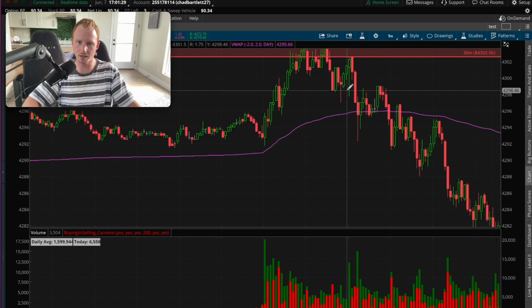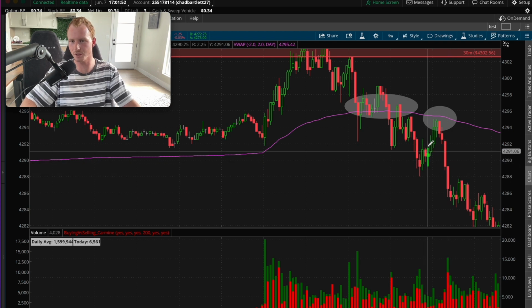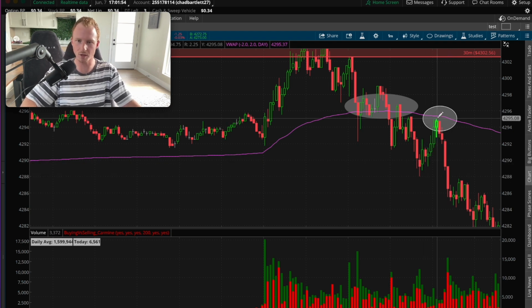So basically this zone right here was acting as support. As you can see, once we broke through it, it's now acting as resistance, broke down again, acted as resistance, broke down again, and it actually gave you another opportunity to get in short. As you can see, you could have used that VWAP as another confirmation to get in.